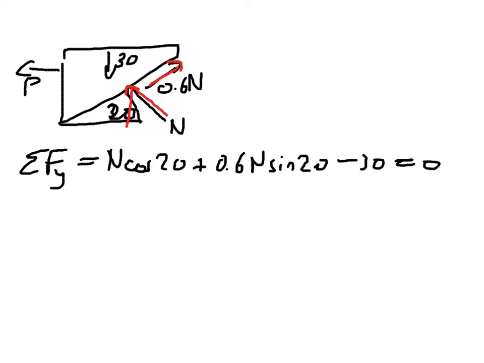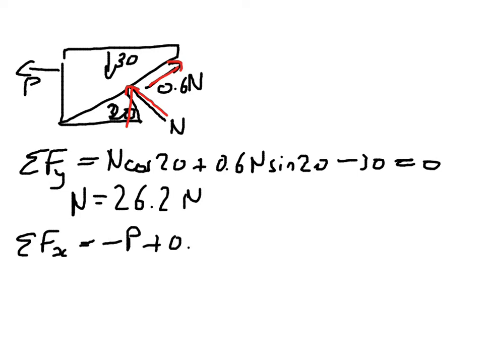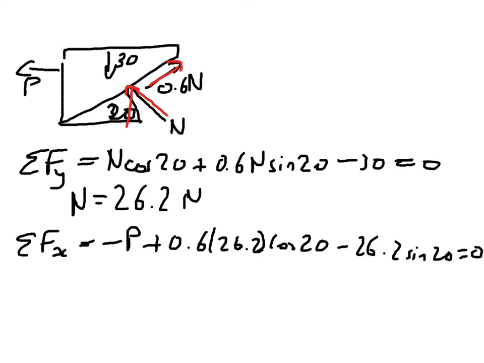Similarly, we can then find N, and N will be found to equal 26.2 newtons. We can then go on and find the forces in the X direction to equal minus P plus 0.6 lots of 26.2 cos 20. So that's my friction in the X direction. Minus 26.2 sine 20. So that's my contact force N in the X direction. So my pull force can be calculated at 5.812 newtons.